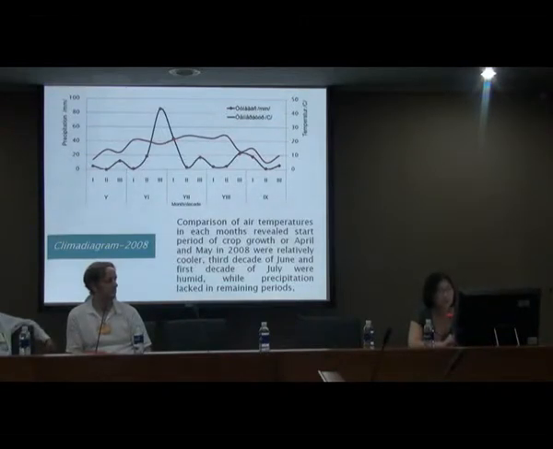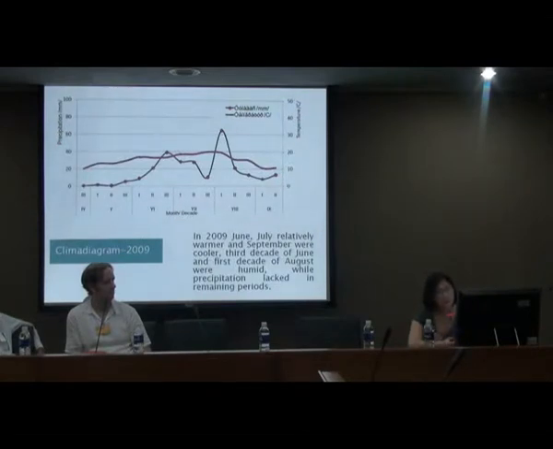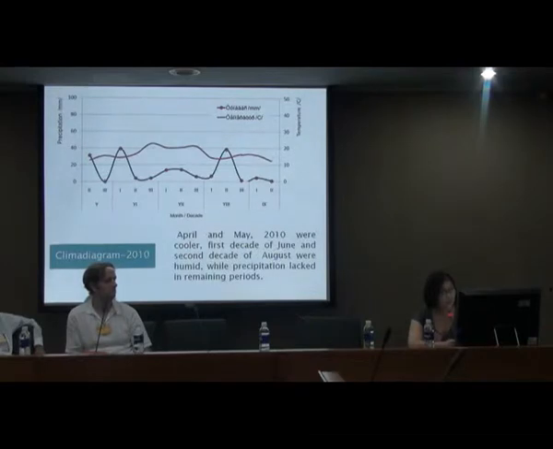Comparison of air temperatures in each month revealed the start period of growth, April and May in 2008, were relatively cooler. The third decade of June and first decade of July were humid, while precipitation lacked in the remaining periods. In 2009, June and July were relatively warmer and September was cooler. The third decade of June and first decade of August were humid, while precipitation lacked in the remaining periods. April and May 2010 were cooler. The first decade of June and second decade of August were humid, while precipitation lacked in the remaining periods.